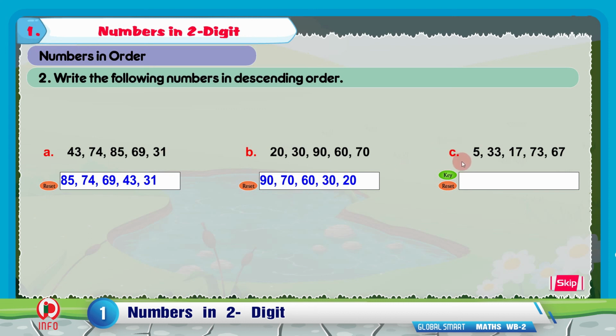Now C. In C bit we have 4 2-digit numbers and 1 1-digit number. So first we will do the 2-digit numbers because 2-digit numbers are greater than the 1-digit number. So among these numbers we will compare the tens place digits. Here 3, 1, 7 and 6 are the digits in tens place. So among these numbers 7 is the greater number. So 73 is the greater number. We will write here 73.